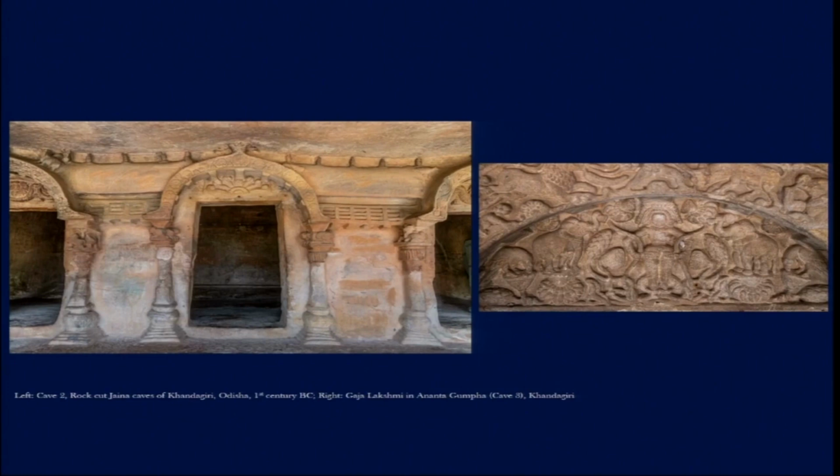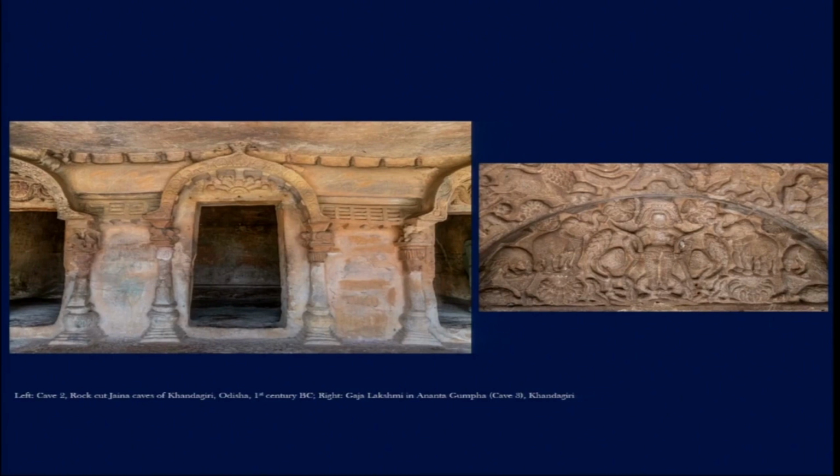And then in the panel on the top of the doorways, we find some images of the gods and goddesses. For example, here from the Ananta Gumpha or cave 3 in Khandagiri, on the right side of the screen we have an image of Gajalakshmi. Gajalakshmi is a goddess who has also been revered in Hinduism, and she is associated with prosperity, life, fertility and so on, in the Jaina context.